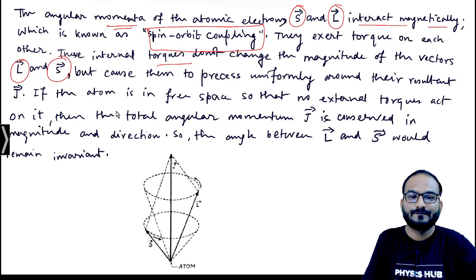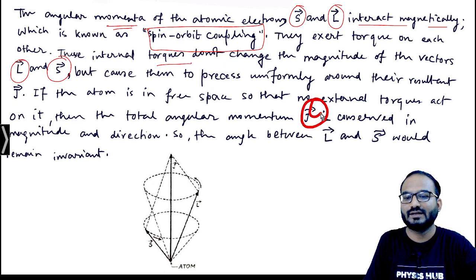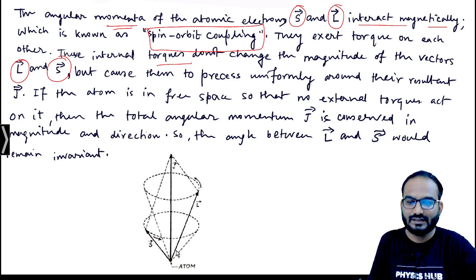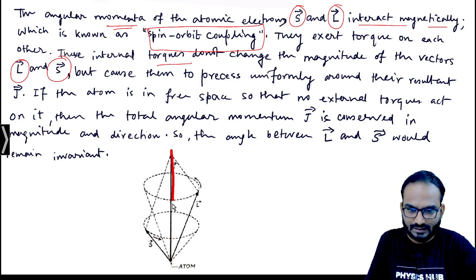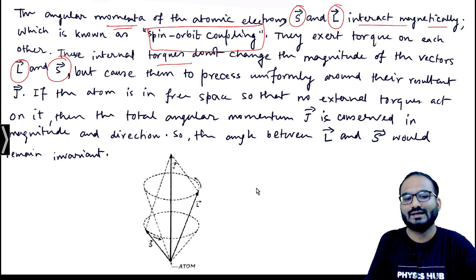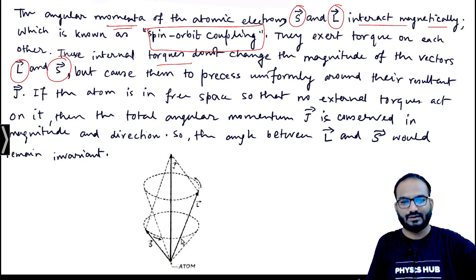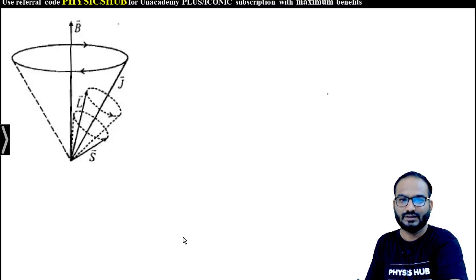If the atom is in free space, there is no external torque acting on them, so total angular momentum J will remain conserved in magnitude and direction. So that is why you get a fixed J value, constant, conserved in magnitude and direction. So the angle between L and S will remain invariant. Whatever be the angle between L and S, that will remain invariant for this case. Understood? I hope you understand.